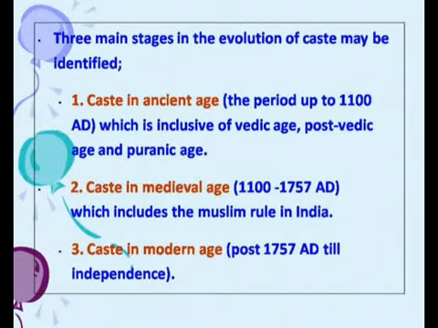And then the second period is caste in medieval age, that is the period from 1100 AD to 1757 AD, which includes the Muslim rule in India. And the third period is caste in modern age, that is post 1757 AD till independence, or we can say till today. Changes in caste system in independent India. Changes in the traditional features of caste.